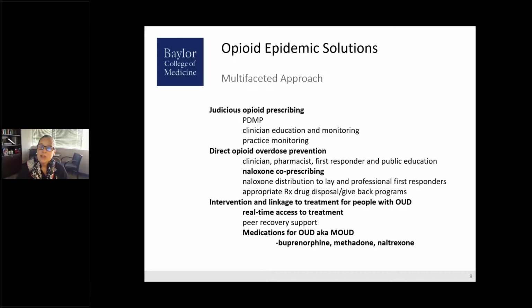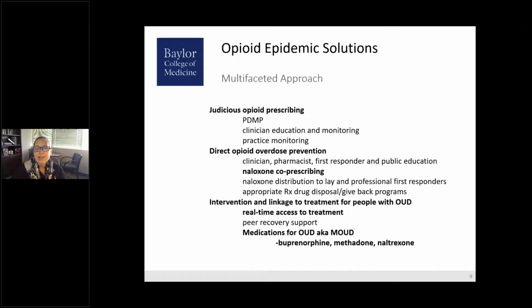So opiate epidemic solutions really require a multifaceted community approach. As primary care clinicians, we want to be judicious about opioid prescribing. We want to use the PDMP resource, which has been state law here in the state of Texas for over a year now, to check with every controlled substance script. We want to make sure that we're educating ourselves and educating our colleagues and monitoring our own practices for appropriate opioid prescribing. But again, we know the data shows that's not going to be enough to solve this epidemic.